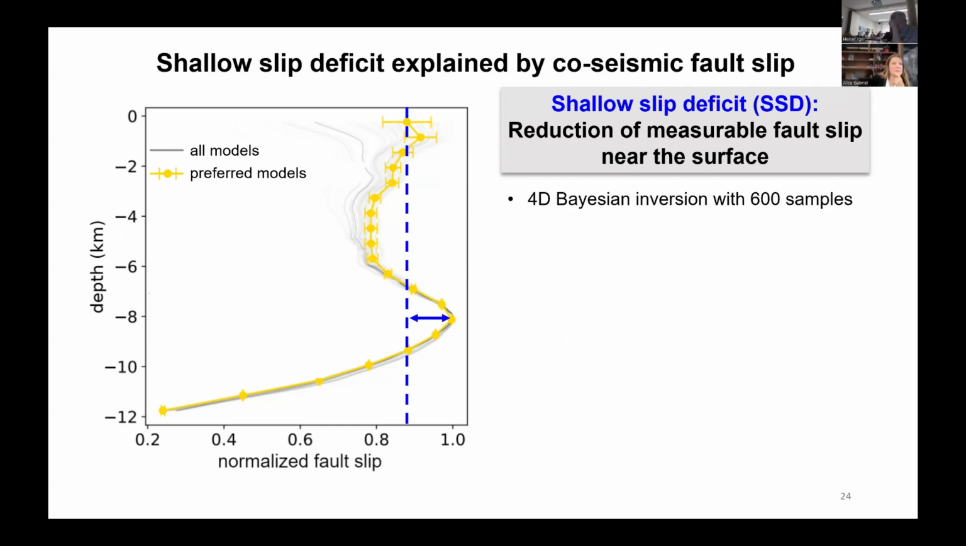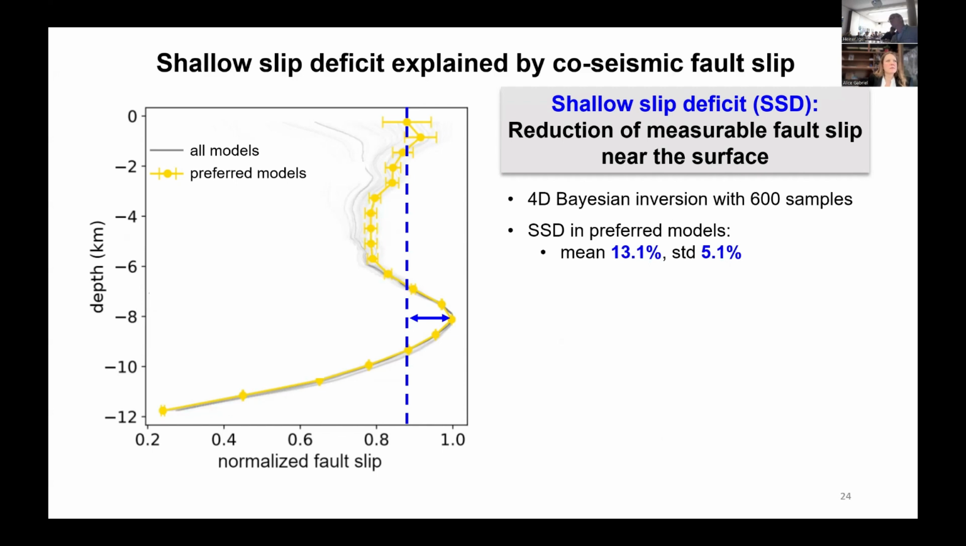For the 4D Bayesian inversion in this setup, we only need 600 samples. This is a particularly low amount, two orders of magnitude fewer samples than the 70,000 samples I used in the first chapter. That's the merit of the Bayesian inversion algorithm that we used in this work. From the inversion, we can derive the preferred SSD of 13.1% with a standard deviation of 5.1%.